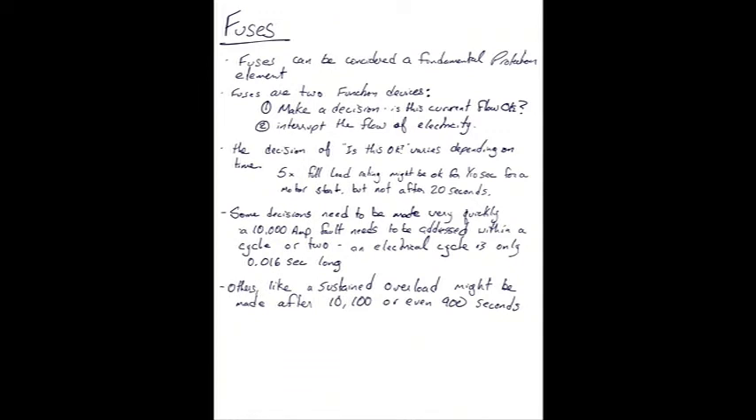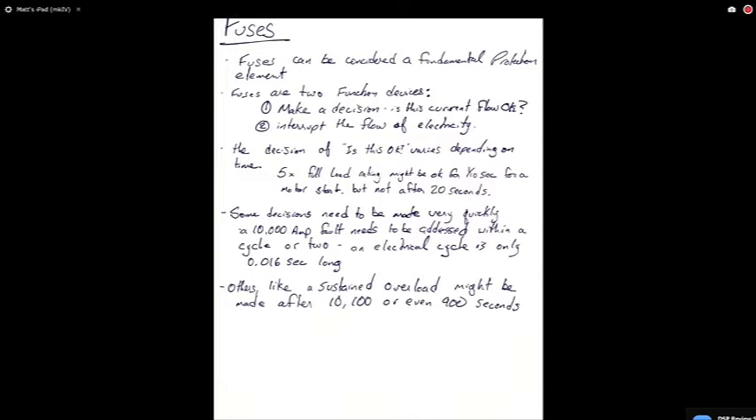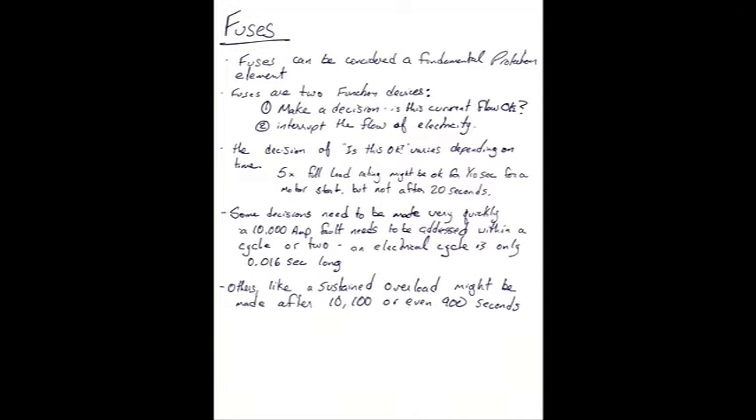So it's easier to think about fuses as our fundamental protection element. A fuse actually does two separate things for you. The first thing that it does is it makes a decision. Is the amount of current flowing right now okay? And the second thing that it will do for you is if it decides that the amount of current flowing right now is not okay, it will interrupt that flow of electricity. And it does that by melting.